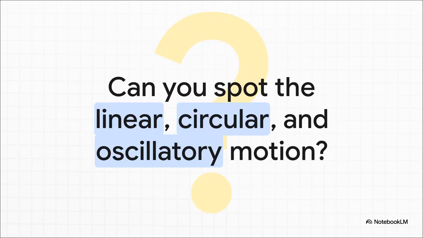So let's wrap it up with a fun little challenge for you. Think about a roller coaster. It's basically a masterclass in motion, right? It uses all three types. So as you watch this ball travel along the track, where do you see it moving in a straight line? Where is it in circular motion? And could you maybe even spot moments of oscillatory motion?